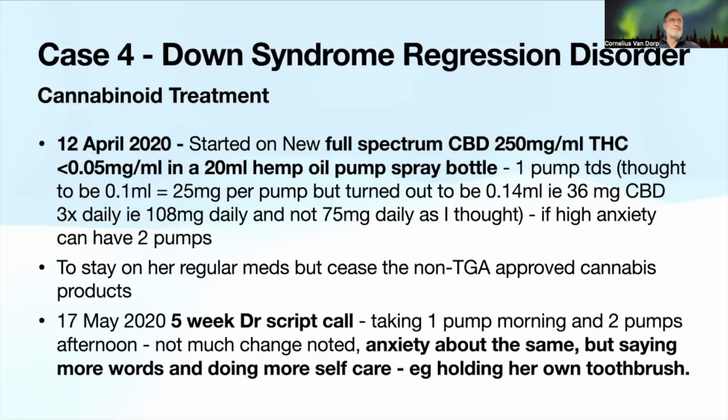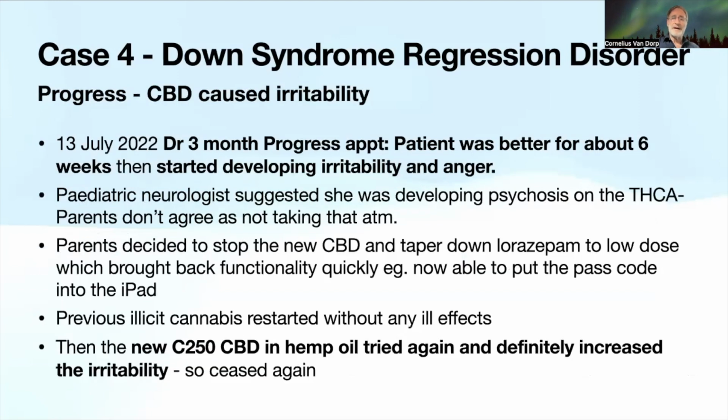So on the 12th of April, she was started on a new full spectrum CBD 250 milligram per mil in hemp oil. It's a pump spray bottle, which we had a few problems with because we could never figure out the dose. But the 25 milligram dose per pump that we thought it was actually turned out to be 36 milligrams. So basically she got quite a good overdose of that immediately. And she was better for about 6 weeks, then started developing irritability and anger.